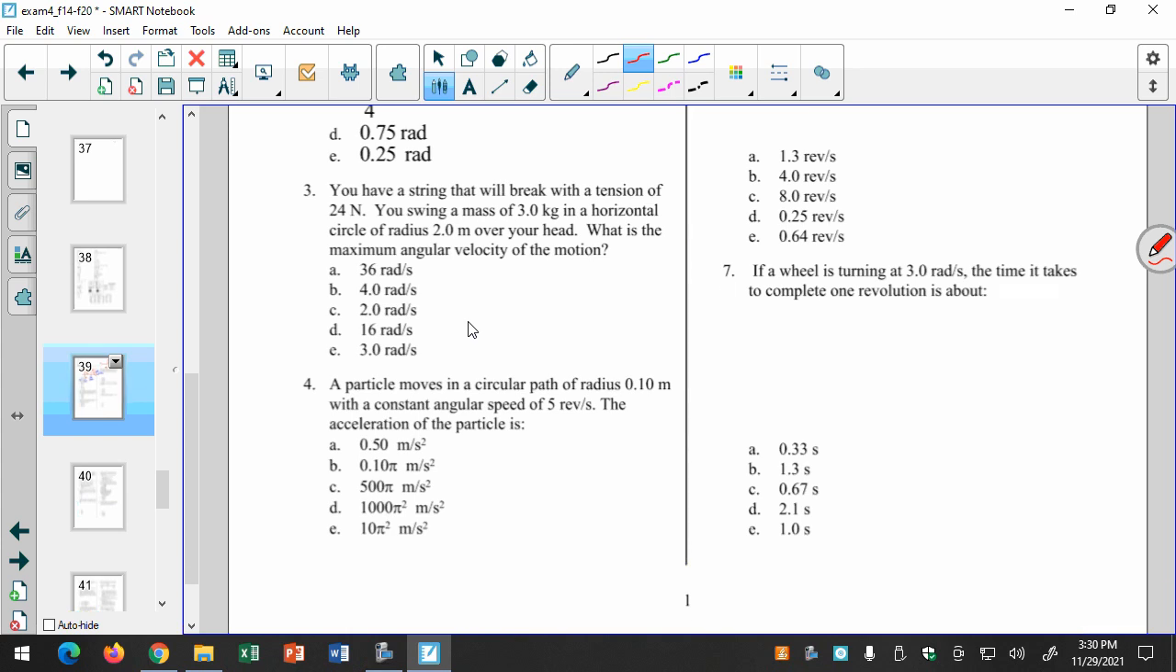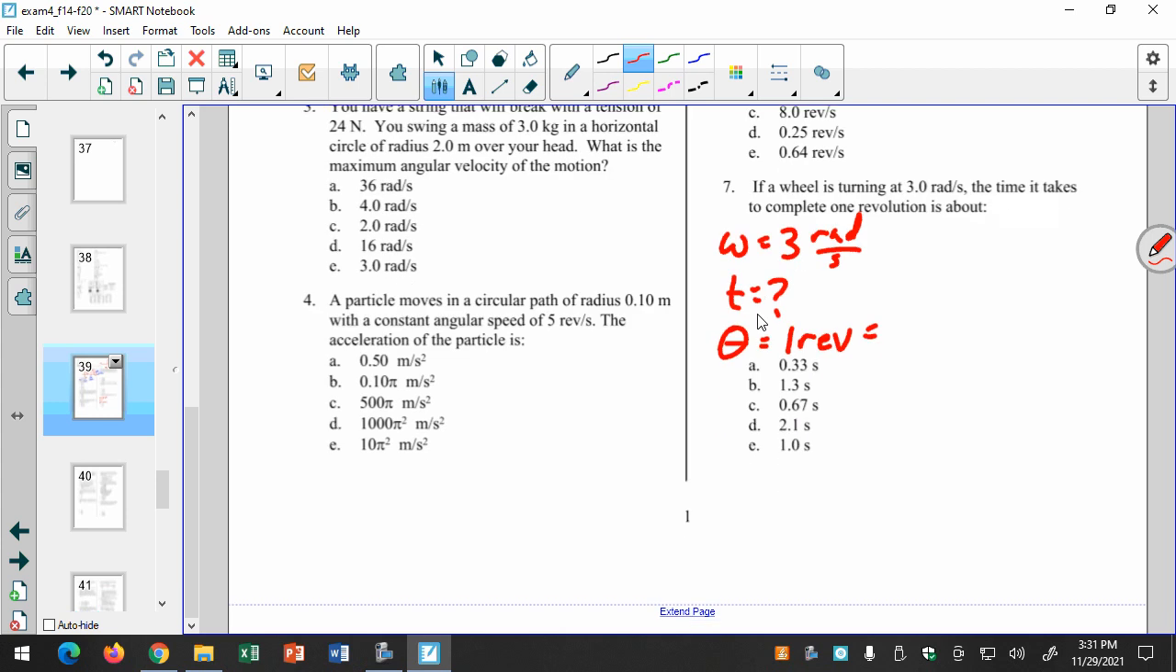Okay. So let's just start. I'm going to write down the things that we know. My omega is 3 radians per second. I want to know the time that it takes, and my theta is 1 revolution. So first of all, I recognize that I have a mismatch of units here, because I have theta in revolutions and omega in radians. So I need to convert this into radians, which fortunately is pretty easy to do. 1 revolution is how many radians? 2 pi, or about 6 radians.